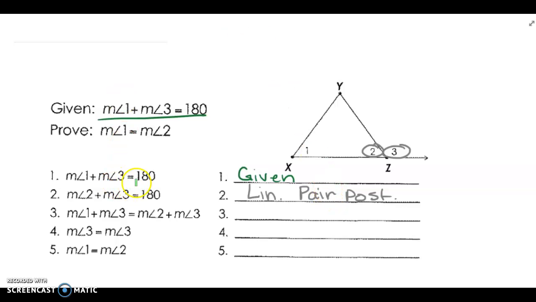All right, now if I look at lines 1 and 2 together, both of them equal 180. So measure of angle 1 plus measure of angle 3 is 180, and measure of angle 2 plus measure of angle 3 equals 180. And therefore, since they both equal 180, I can combine them to say that the measure of angle 1 plus measure of angle 3 is equal to the measure of angle 2 plus measure of angle 3. That is the transitive property of equality. Two things equal to the same thing are equal to each other.